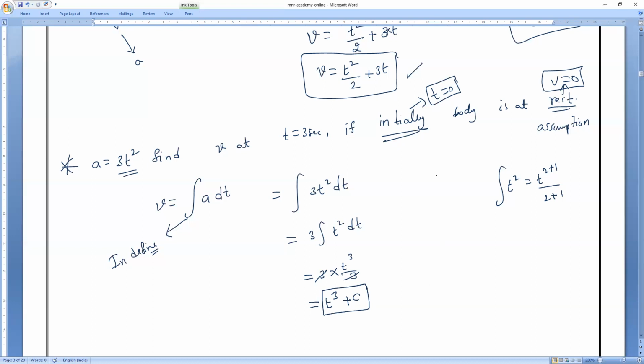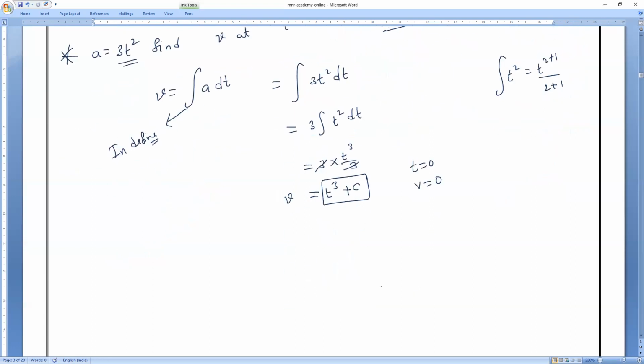Now, as the body is at rest initially, and the initial velocity is also 0, as I mentioned in the question, t is equal to 0 and v is equal to 0. So now v is equal to t cube plus c. Now we want to find the c value. So 0 is equal to 0 cube plus c. So c is equal to what, guys? C is equal to 0.